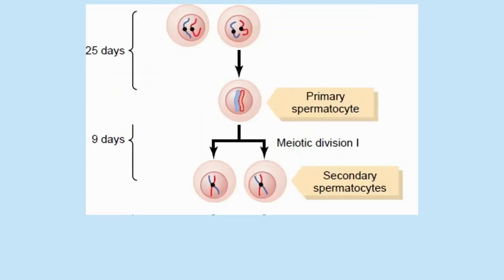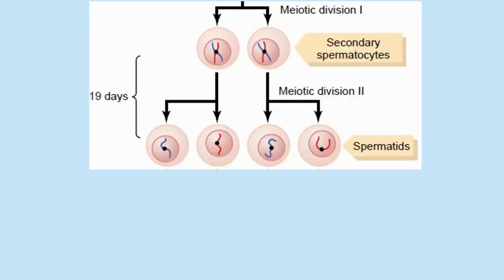So in secondary spermatocytes po, each secondary spermatocyte undergoes meiosis II. Ayan, meiotic division 2, leading to the formation of four spermatids. 1, 2, 3, 4. So secondary spermatocytes undergoes meiotic division 2 or meiosis 2 and produces four spermatids. The spermatids now is the fourth stage of the spermatogenesis.